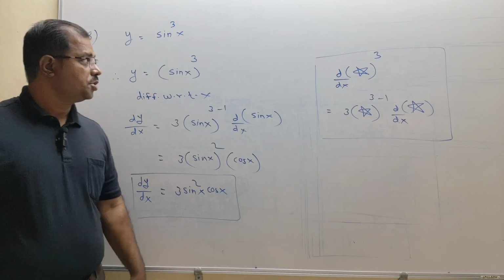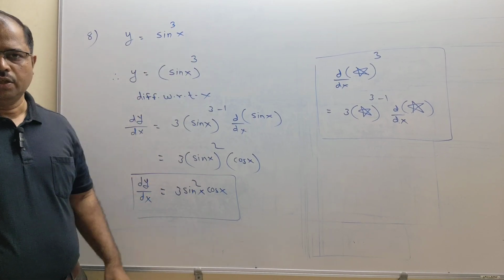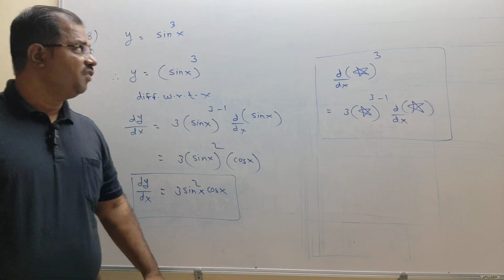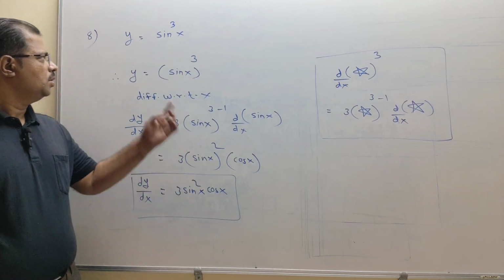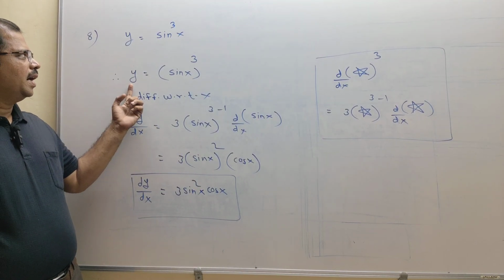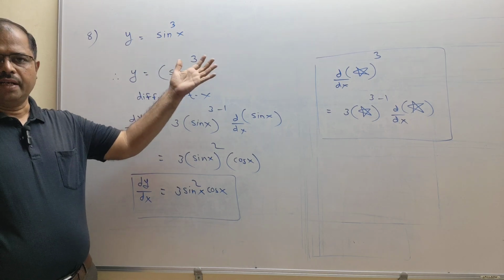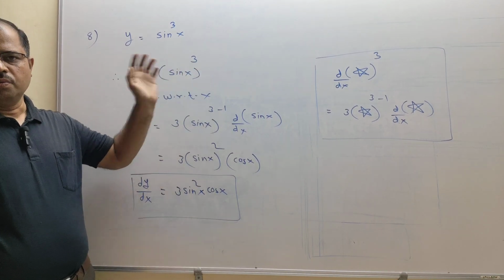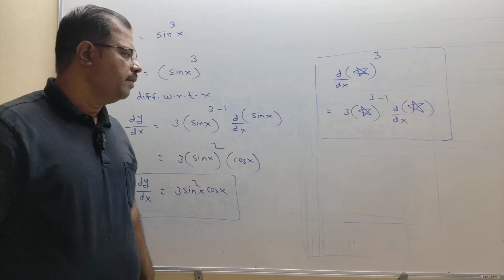Now the next question, y is equal to sine cube x. This is a difficult function in chain rule. First we have to write y as sin x bracket cube. This is the short form. Sin x bracket cube is the actual function.